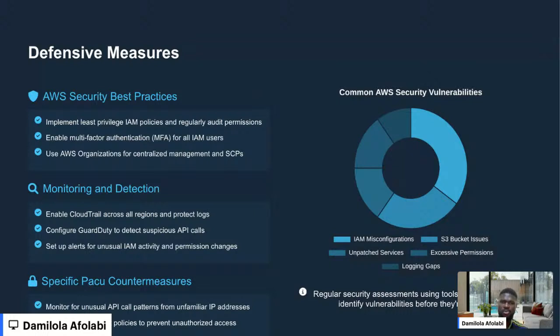So next, monitoring and detection. You can't stop what you can't see. So you enable CloudTrail across all regions to get a log of every single API call made in your AWS account. You use GuardDuty. It's like a smart security camera that uses machine learning to detect suspicious API calls and potential threats. And you set up alerts for high risk events like changes in IAM policies.